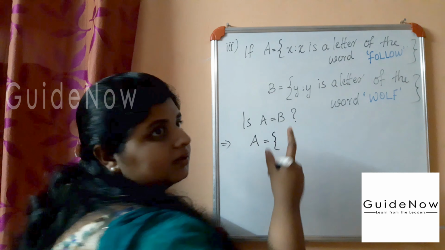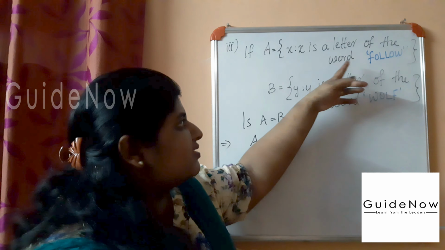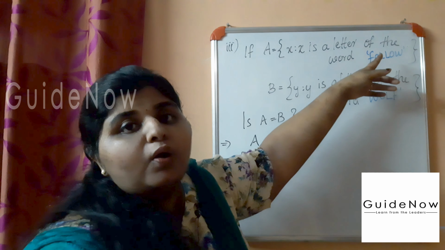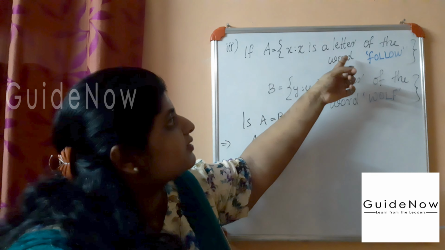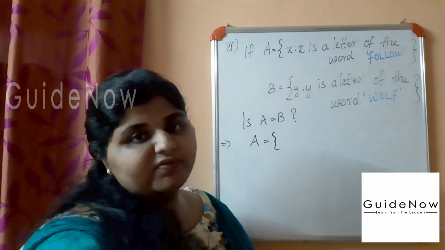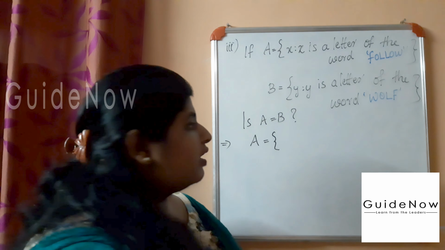We have to write the roster form, listing the elements of the word FOLLOW. F, O, double L, O, W. We have to list the letters in the word follow. How to write this one?